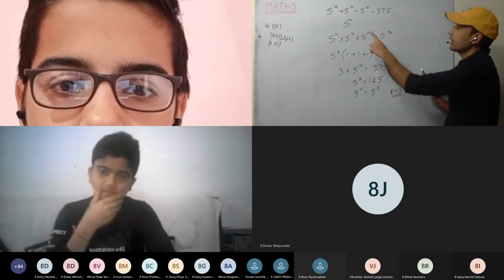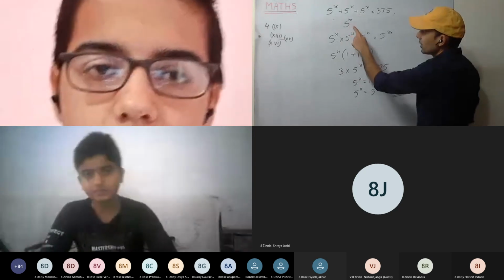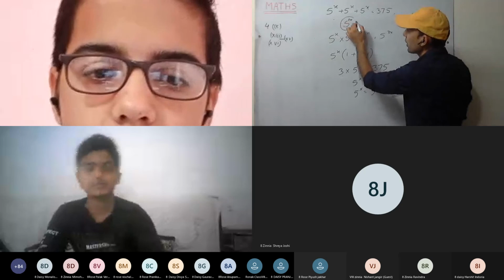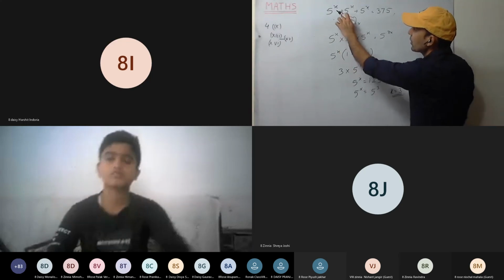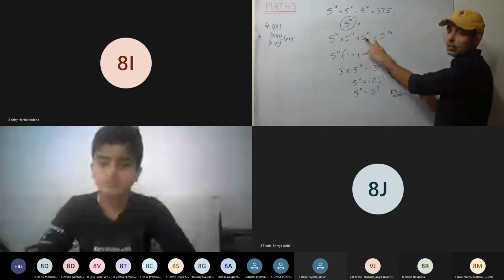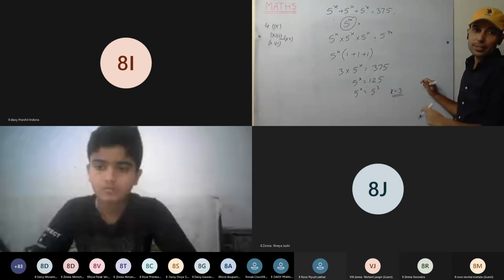Is this clear? Here it is addition, so you cannot write 5 raised to power 3x. If it would have been multiplication, we could have written 5 raised to power 3x.